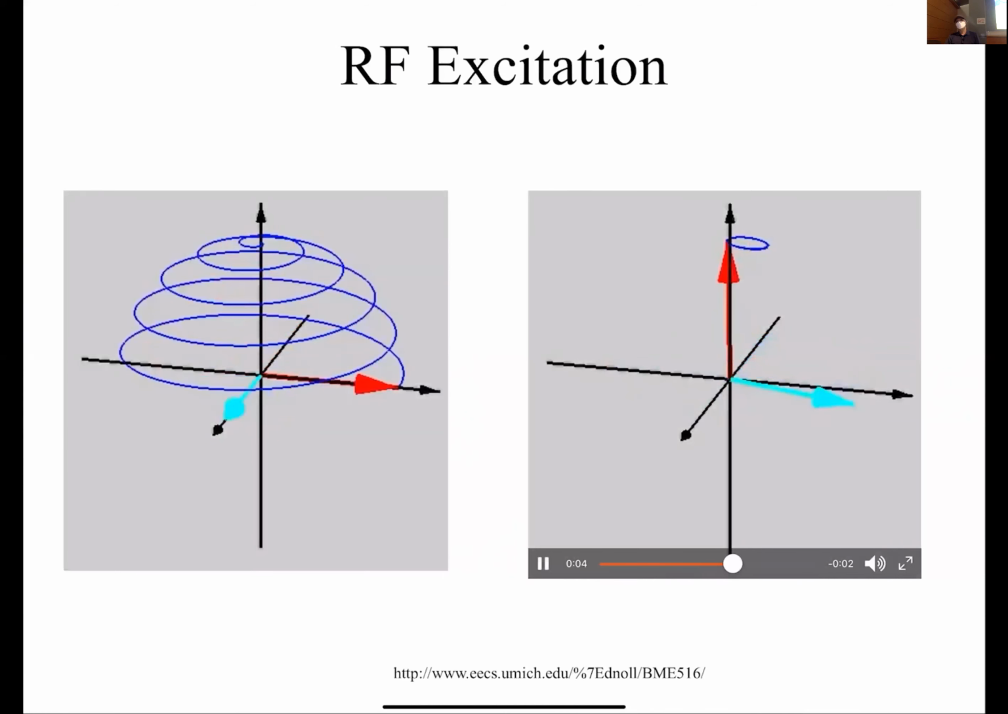So that's going to be a clue. If we can deliver the spins we want to tip over the frequencies they want, then they'll tip over, and the spins that don't have the right frequencies are not going to tip over. That's how we're going to do our slice selection.